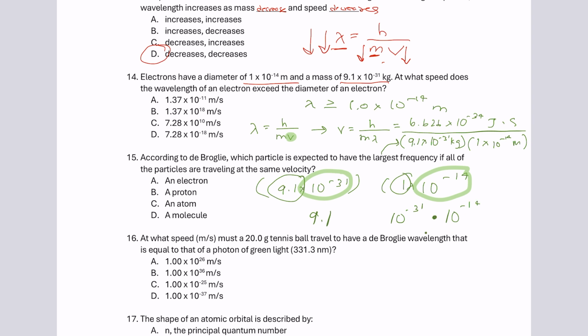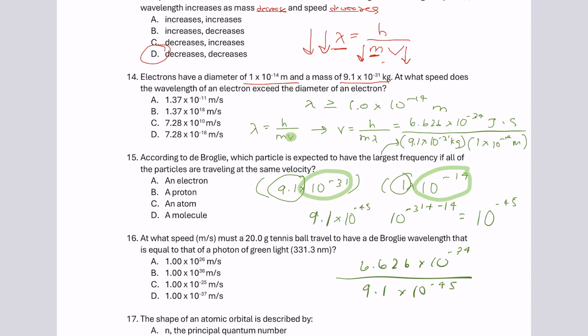When we're multiplying these to get the answer, we simply have to add the exponents. So it's going to be equal to 10 to the minus 31 plus negative 14, and this is equal to 10 to the negative 45. Our numerator is 9.1 times 10 to the negative 45. Let's rewrite our expression: 6.626 times 10 to the negative 34 in the numerator, and 9.1 times 10 to the negative 45 in the denominator.